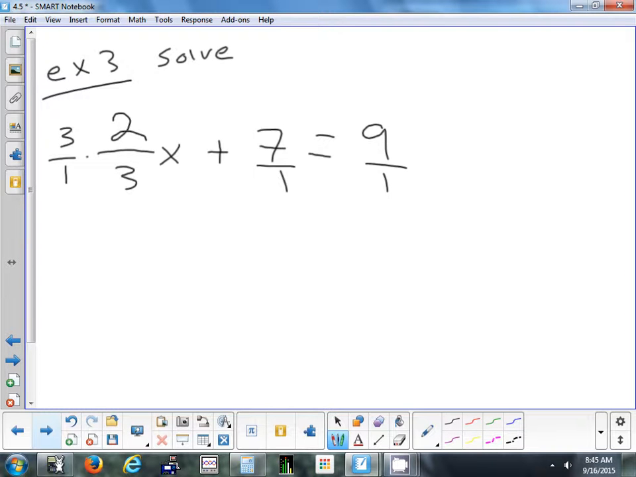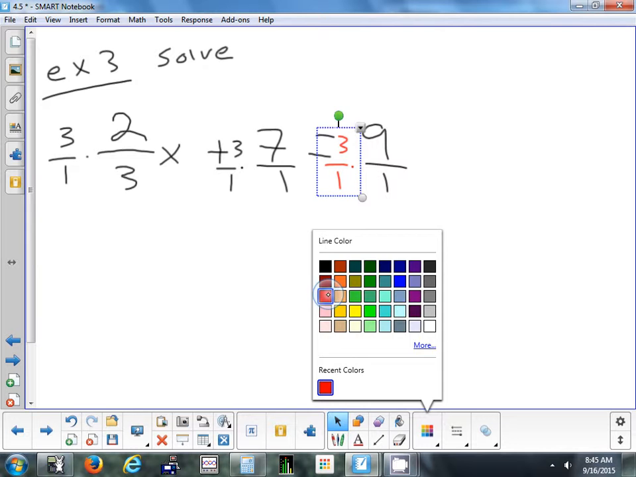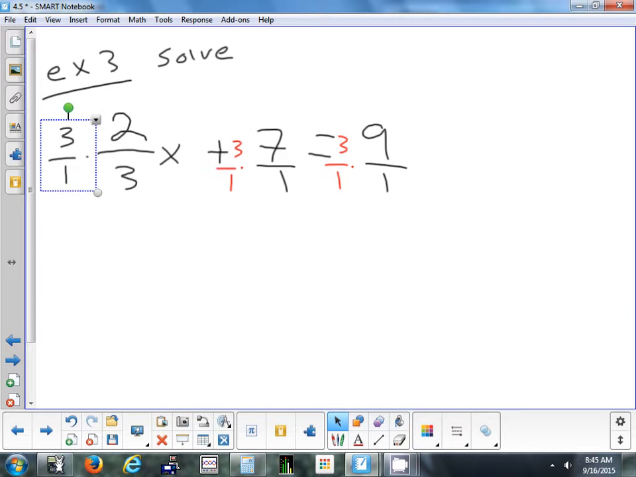And then we have to multiply here and here. Okay, maybe I should have done that in a separate color so you can see what I multiplied by. Let's just do it like that. So I multiplied everything by 3. Got to do it everywhere.